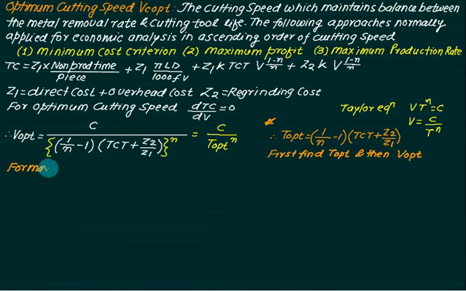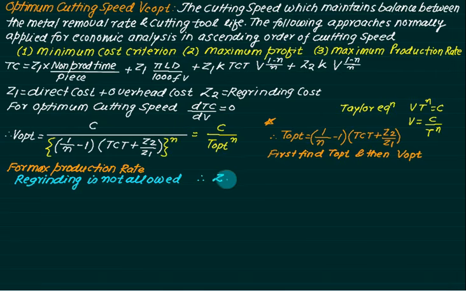Now for maximum production, we are not going to allow regrinding. We are using throwaway tips, so our production rate will be increased. We don't have to change the tool. So regrinding is not allowed for the production. In that case, the regrinding cost Z2 will be equal to 0, and if Z2 equals 0, then Z2 by Z1 is also equal to 0. So our Taylor's tool life optimum equation becomes very simple. For maximum production, Taylor's tool life is given by (1/n minus 1) multiplied by TCT only, because the other term is 0. They will ask you the numerical based on these two equations.